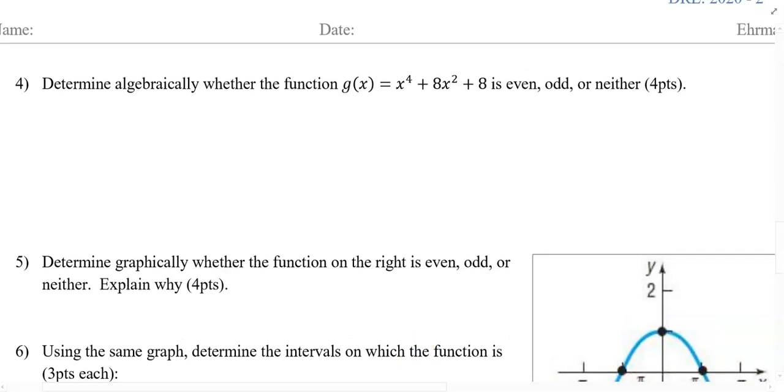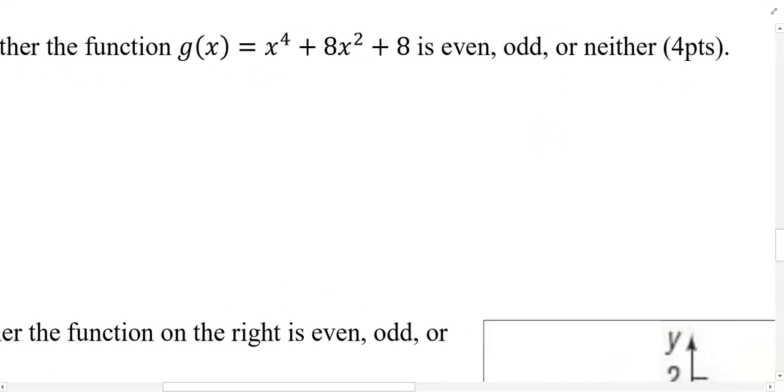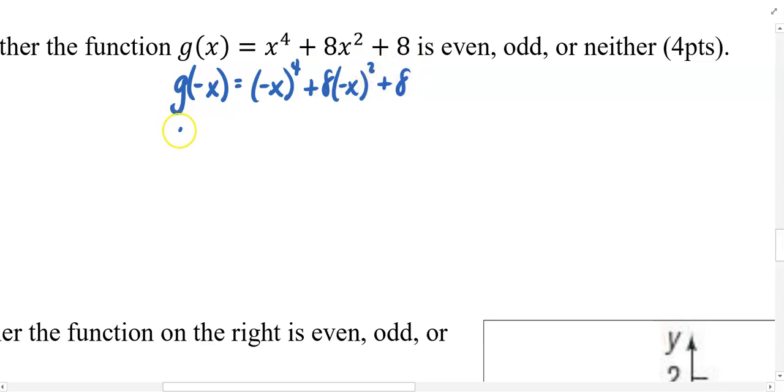With number 4, we have to determine algebraically whether the function g of x is even, odd, or neither. Now there are a lot of even numbers and a lot of even exponents, so we might suspect that this is even, but remember we have to use algebra to make that happen. And the first thing we always do is we substitute in the opposite of x. The hope here is that when we simplify this expression after substituting the opposite of x, we end up seeing the exact same thing that we started with.